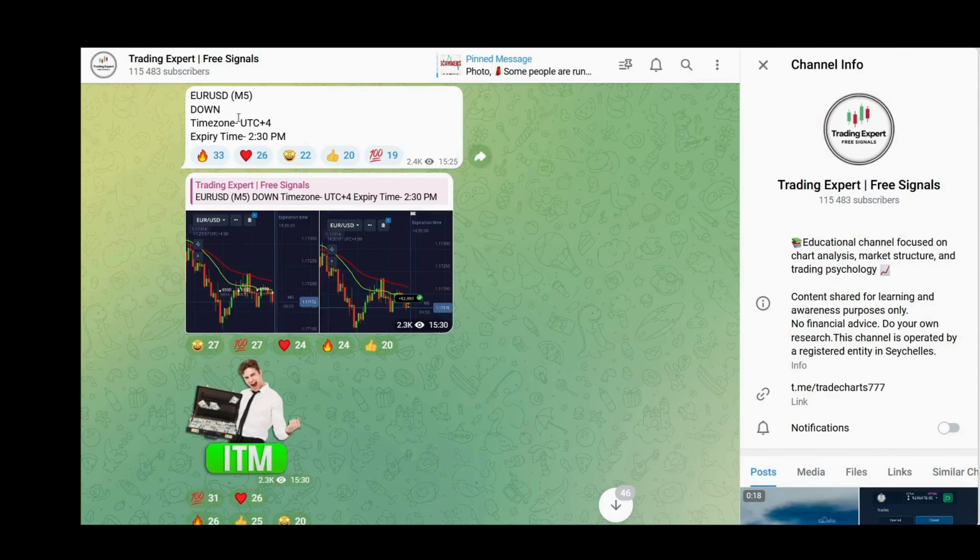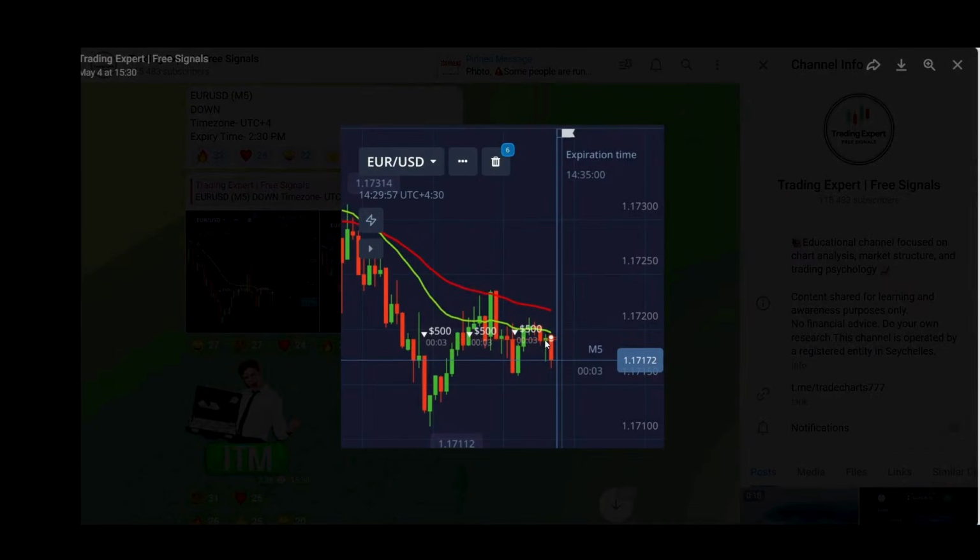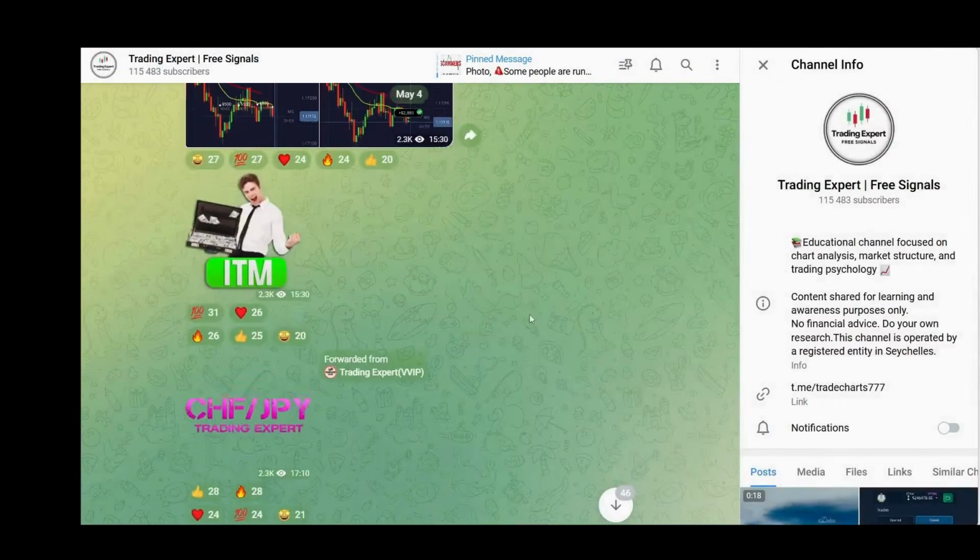The first trade was on EURUSD for a downside move in the free group. You can see that the previous green candle left a wick. There was a clear downtrend, and the moving average was also present. That's why we provided a signal for the downside move, and this was a clean win.